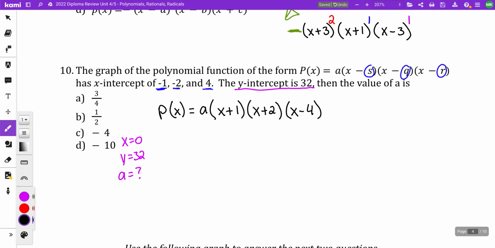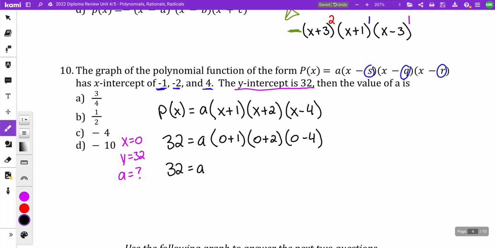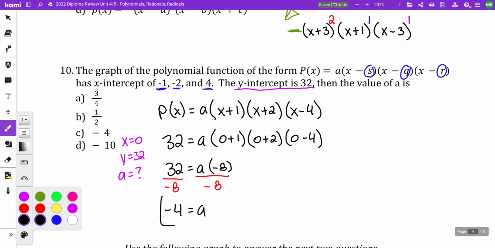This becomes 32 equals a times 0 plus 1, 0 plus 2, 0 minus 4. Some quick math here. Those things all multiply together. So 1 times 2 times -4 is -8. Divide -8 to the other side. 8, 16, 24, 32, -4 equals a. Answer is C.